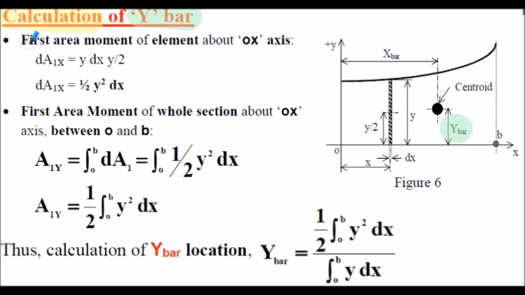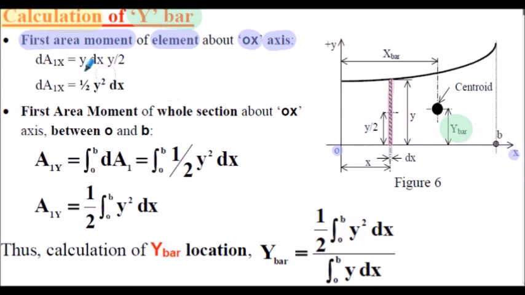So initially let's consider the first moment of area, or first area moment, of the element, shown shaded in the sketch. This is the elemental strip shown here. And we're calculating the first area moment about the OX axis, the horizontal axis, this axis here.